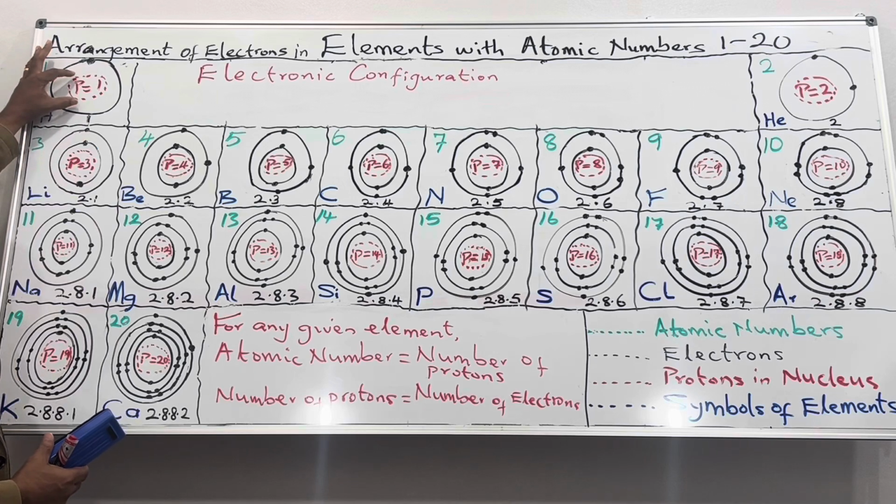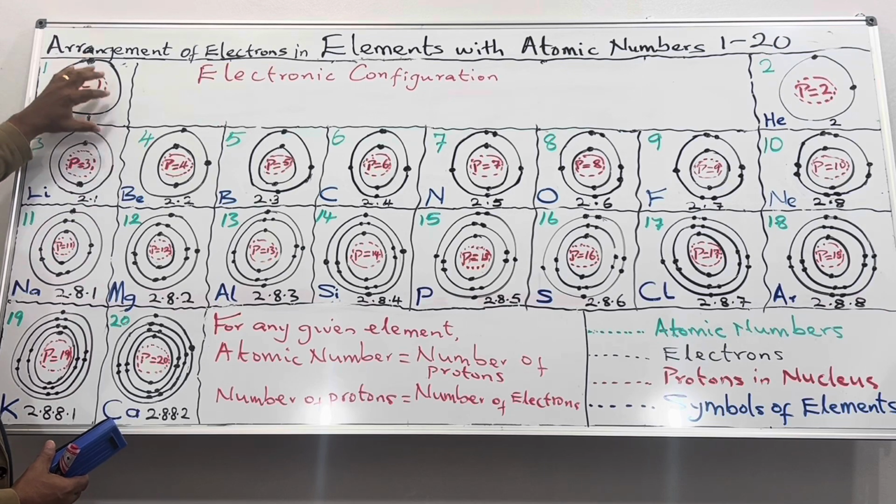Protons are located in the nucleus of the atom, of course together with neutrons. The neutrons are not indicated here. Electrons are located in the shells.